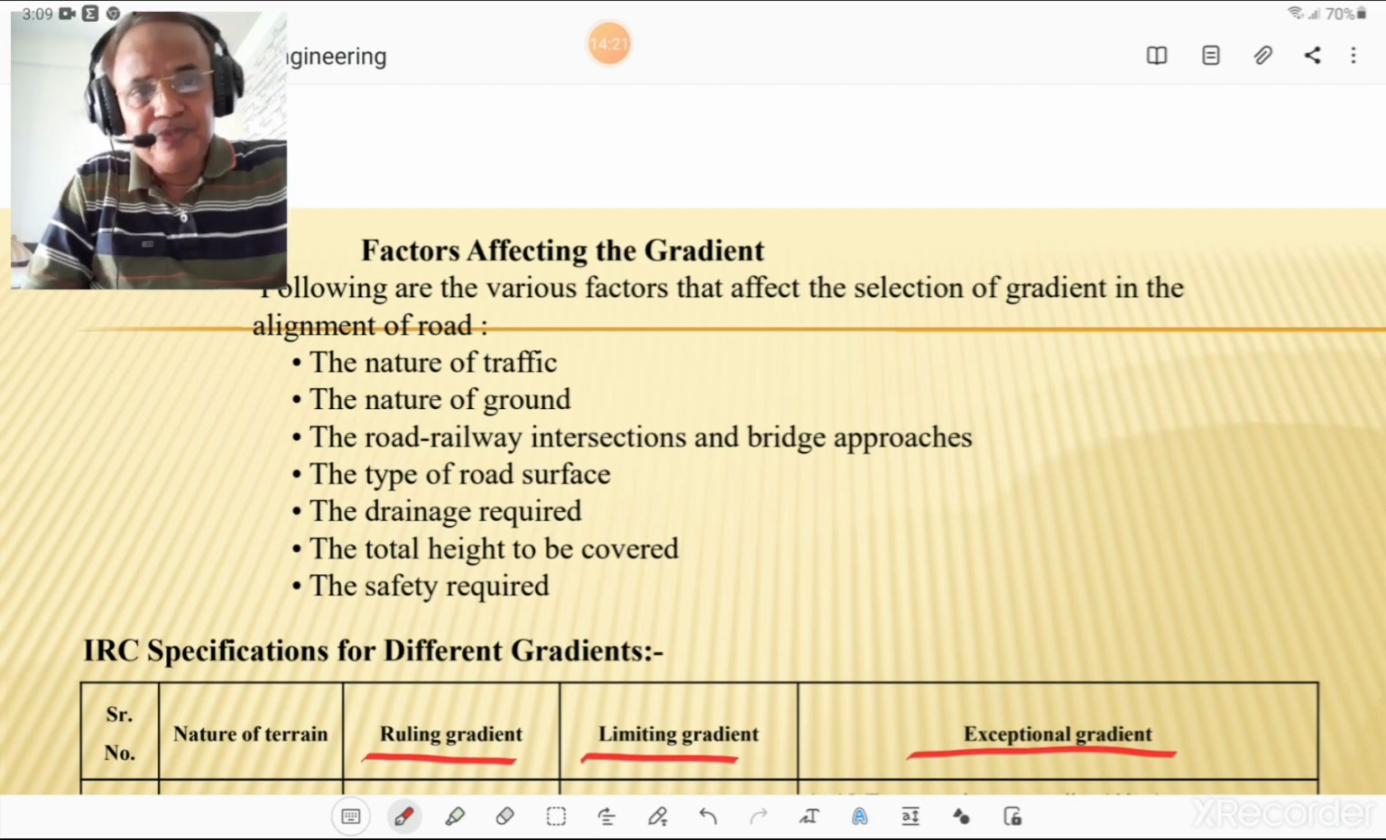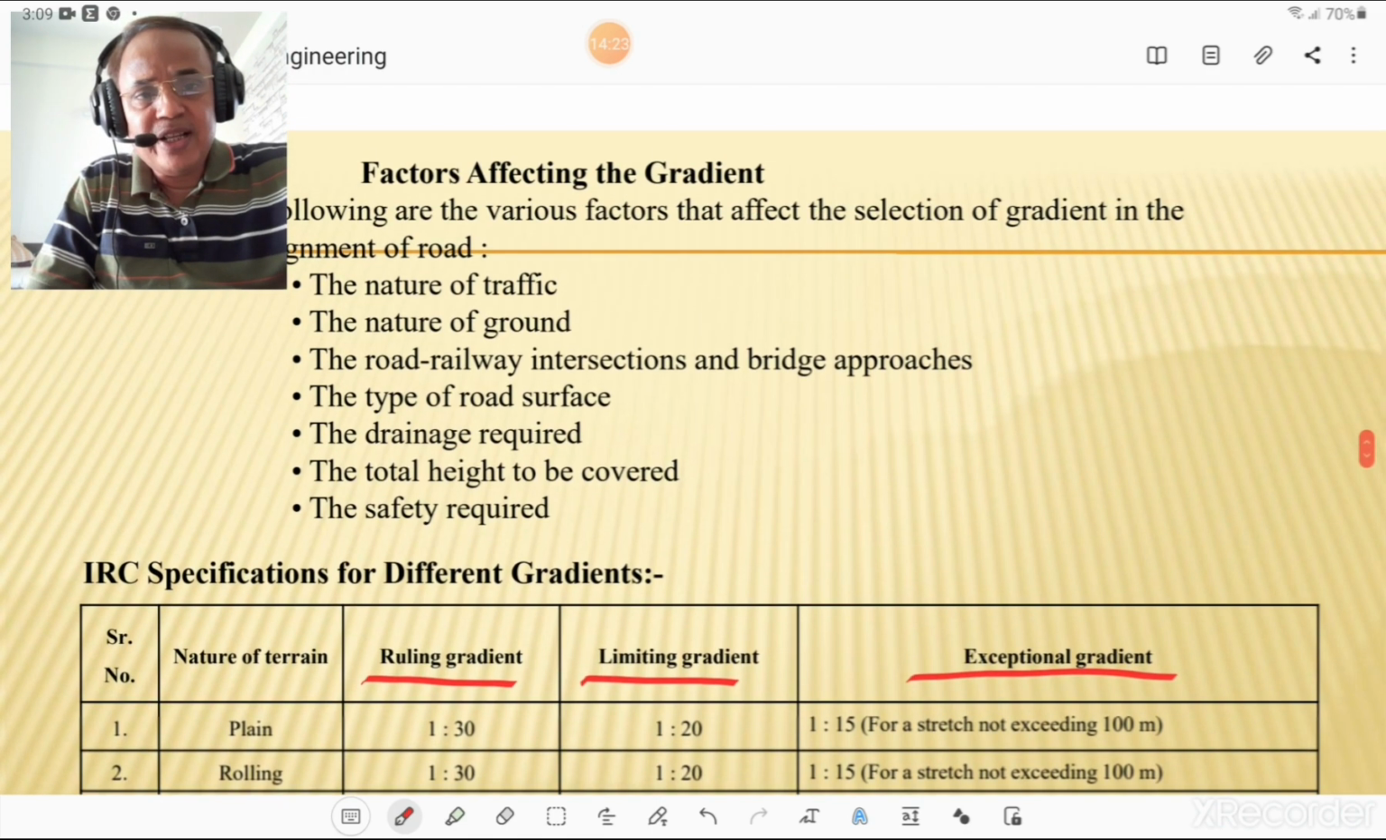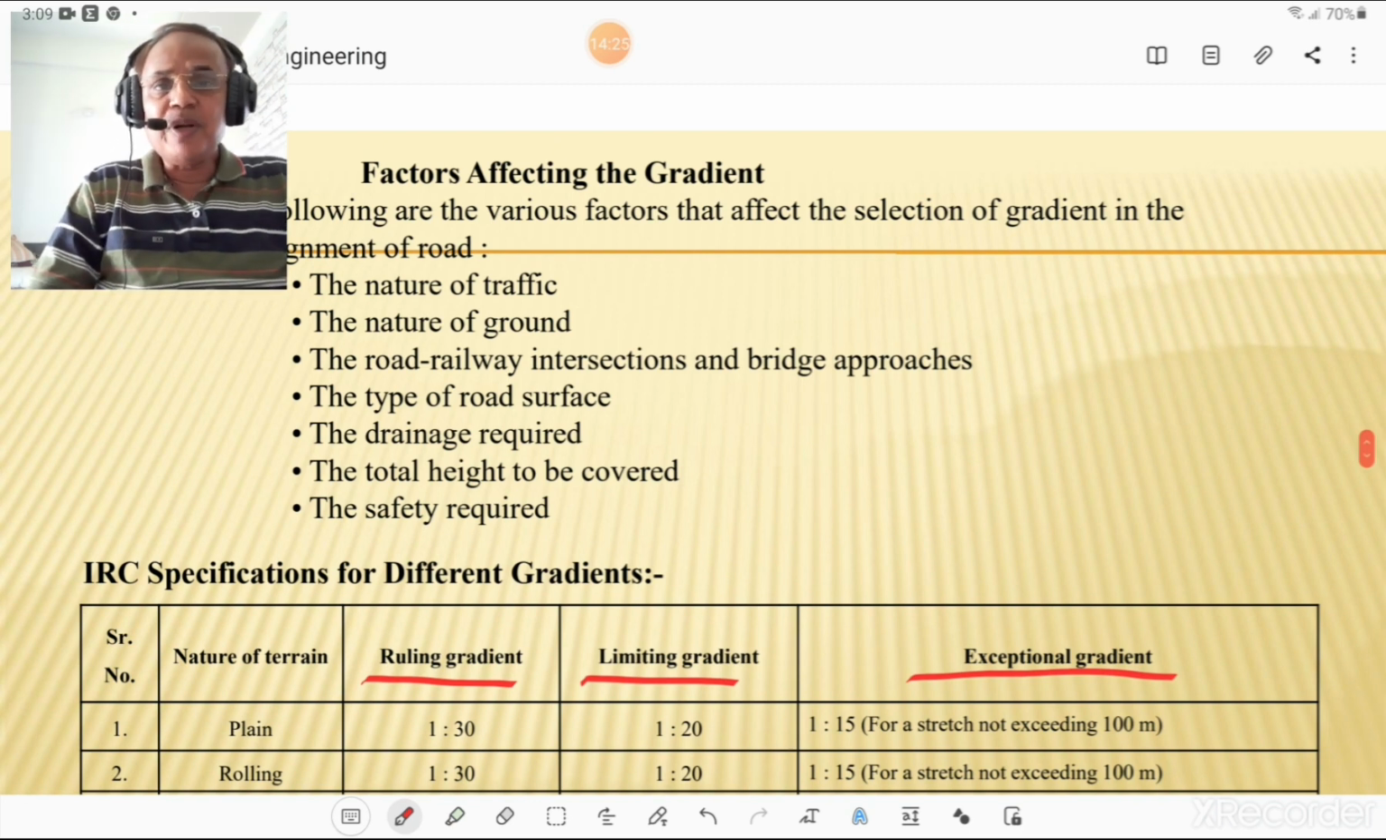First of all, I have not included this in my PowerPoint presentation, but it is very important for you to know the various types of gradient. First type is ruling gradient, second is limiting gradient, third is exceptional gradient. What is the difference between the ruling gradient, limiting gradient and exceptional gradient? Ruling gradient is the gradient which is generally provided for the road, or it is the maximum gradient generally provided for the road terrain. That is the ruling gradient.